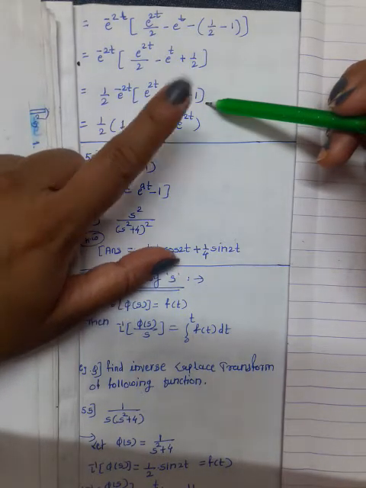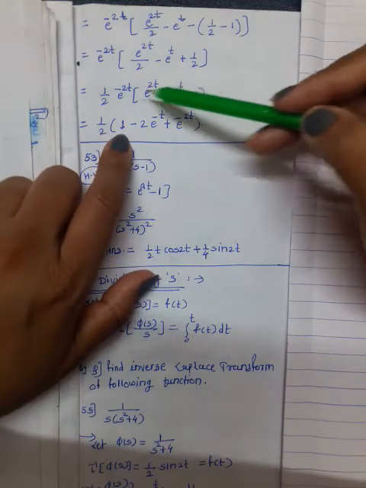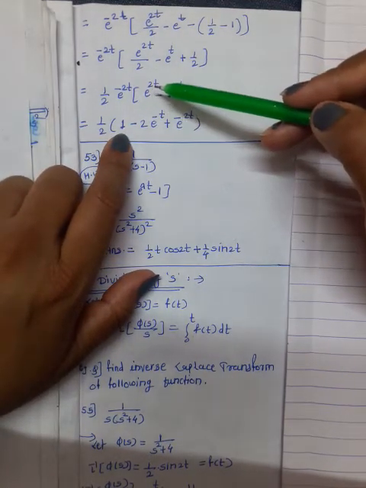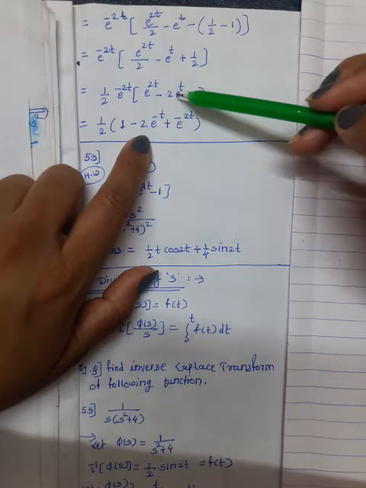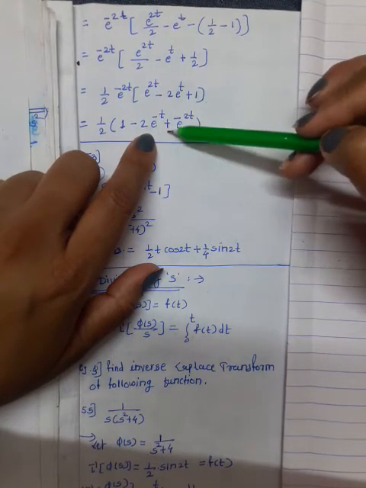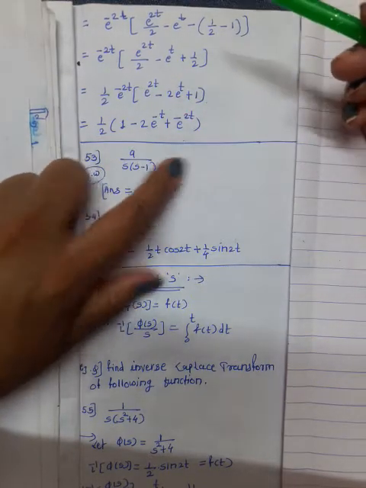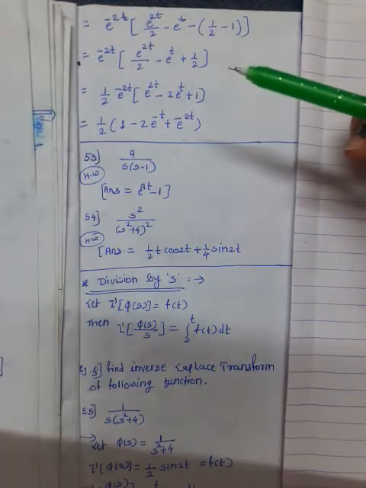Now take e raised to minus 2t inside, we get half. This is e raised to minus 2t into plus 2t becomes e raised to 0, that is 1, minus 2 into e raised to minus 2t plus t minus t plus e raised to minus 2t. This is the most simplified answer for our question. Okay.